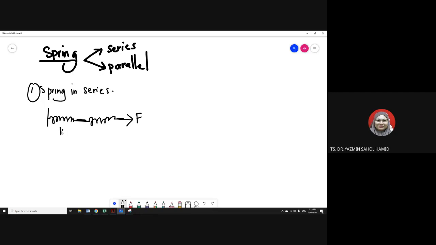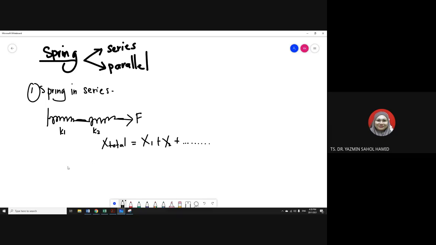Let's say we assume this is K1, this is K2. So the X total, the stretch, X total will be equal to X1 plus X2. If there is another spring, it will become X3, X4, X5 and so on.